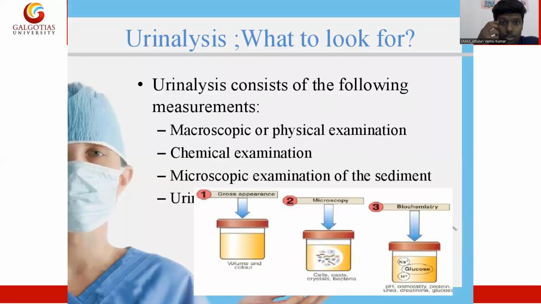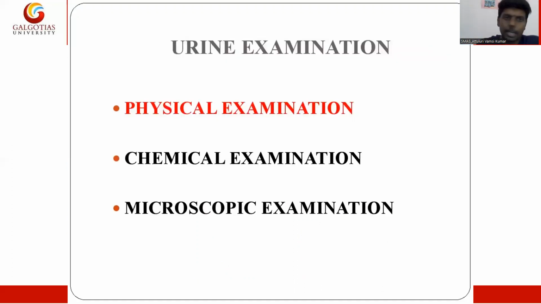Then what are we looking for in urine microscopy? In urine examination, we will go with three parts. One is macroscopic or physical examination of urine. Second is chemical examination of urine. And third is microscopic examination of urine. From the hematological point of view, chemical examination and microscopic examination of urine are very important. Anyway, I will just go through everything so you will get some idea.